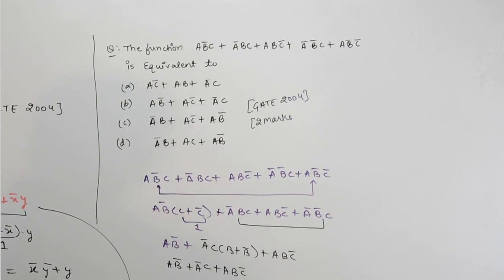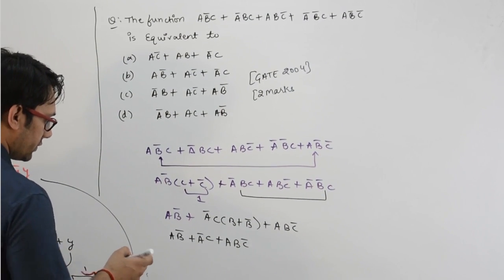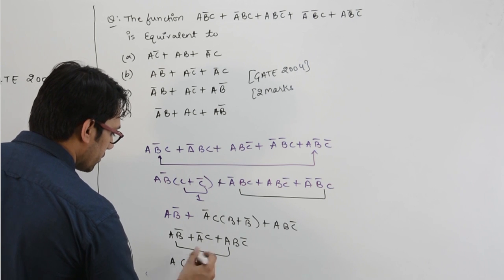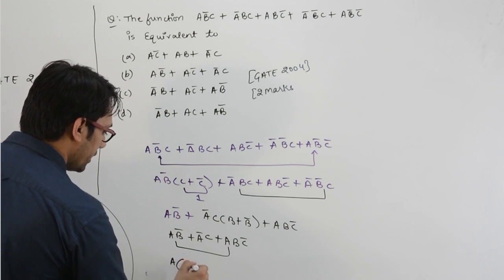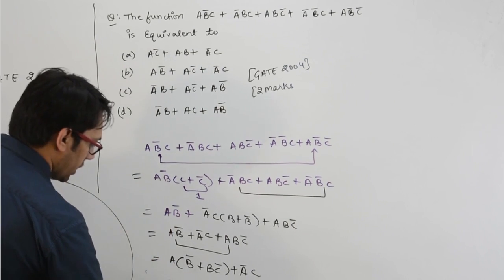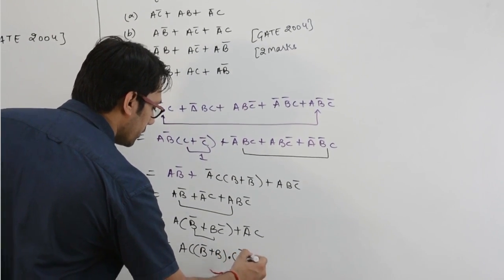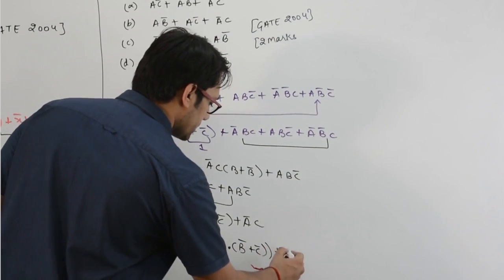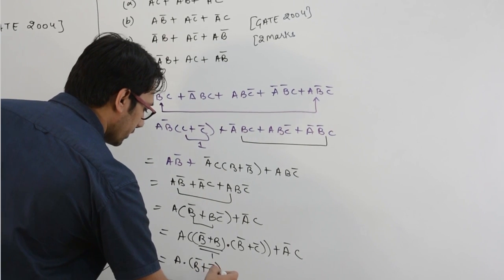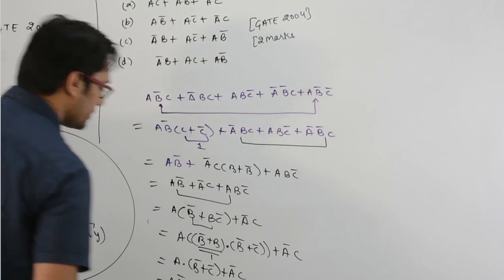Now let us try to see if we can distribute something over them. If we take a as common between these two, then it will be a as common, then it will be b complement. It can be written as b complement plus b c complement plus a complement c, which is basically again distribute b over here. So it will be b complement plus b dot b complement plus c complement plus a complement c. Here this is equivalent to 1, so it will be a dot b complement plus c complement plus a complement c, which is equal to a b complement plus a c complement plus a complement c.